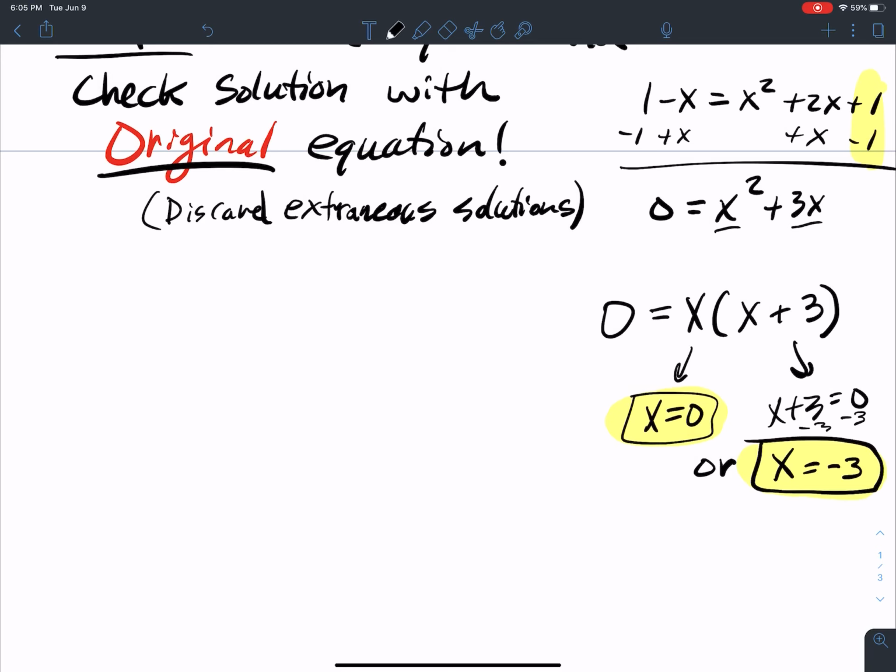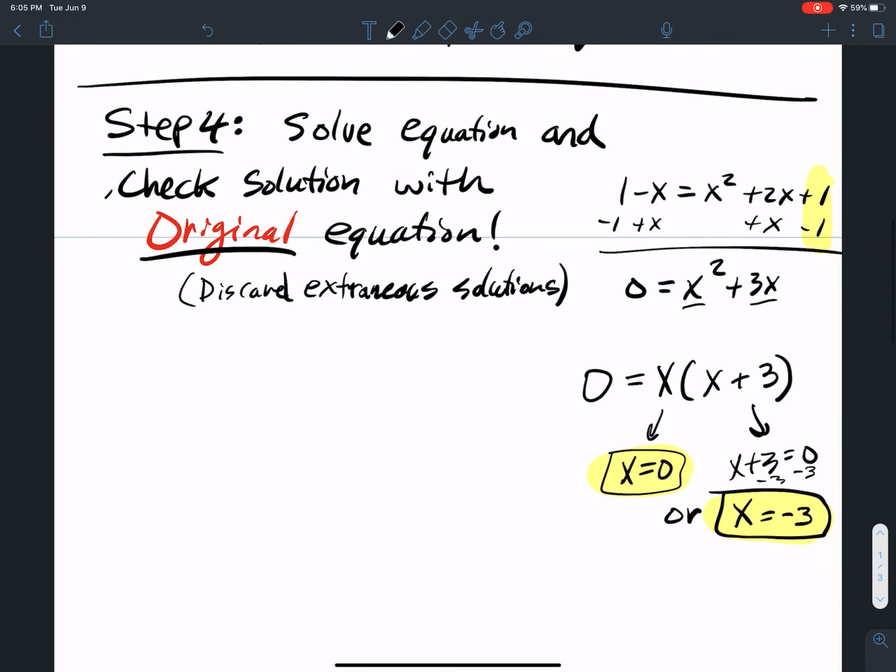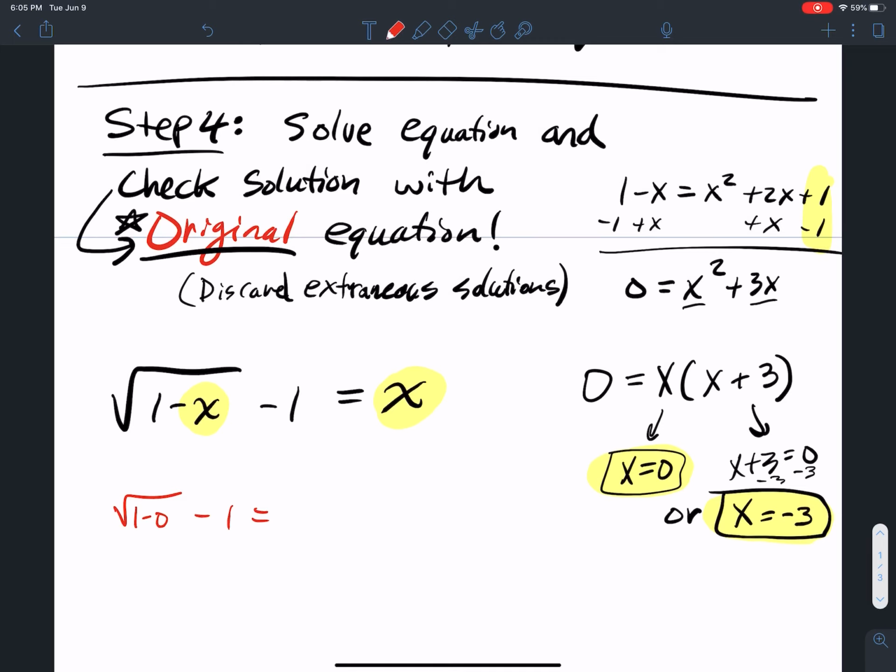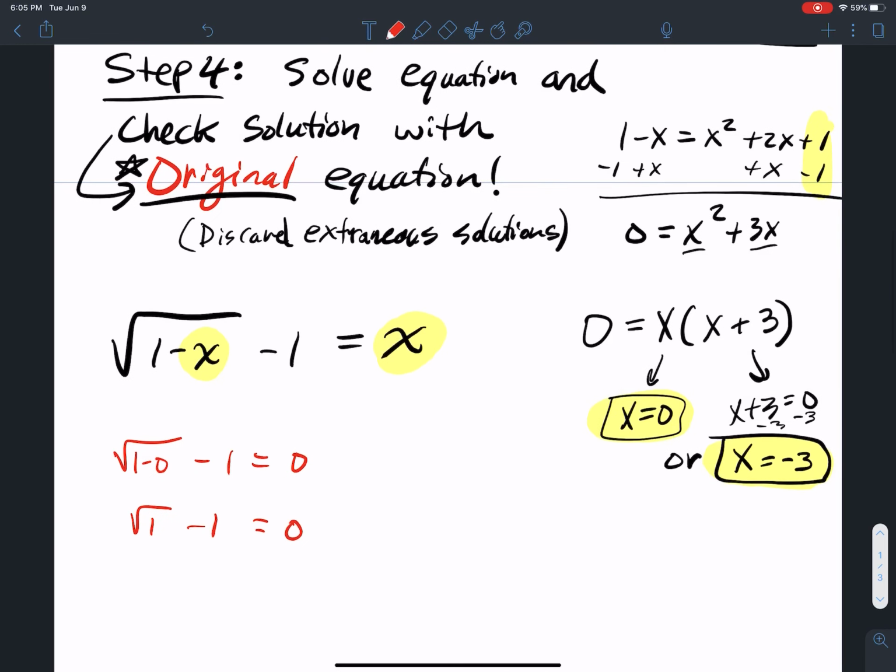Okay? Now, what do I have to do? I have to check with the original. The original, people. What was the original equation? It was square root 1 minus x minus 1 equals x. So I check, I plug in 0 for x. What do I get? Well, I get square root of 1 minus 0 minus 1 equals 0. So this is the square root of 1 minus 1 equal to 0. Square root of 1 is 1. 1 minus 1 equals 0. 0 equals 0. Looks like this one is a good solution.